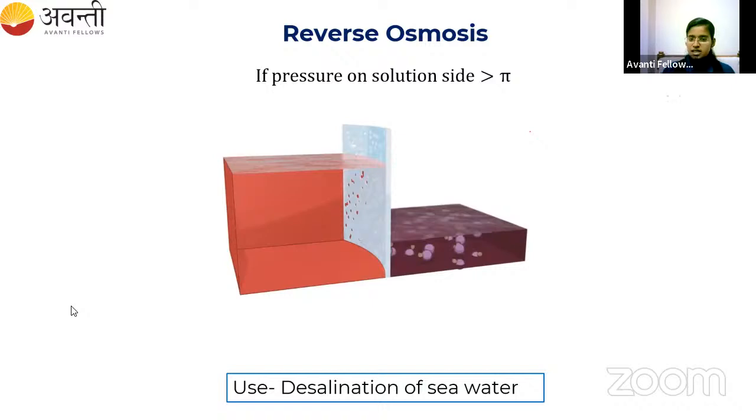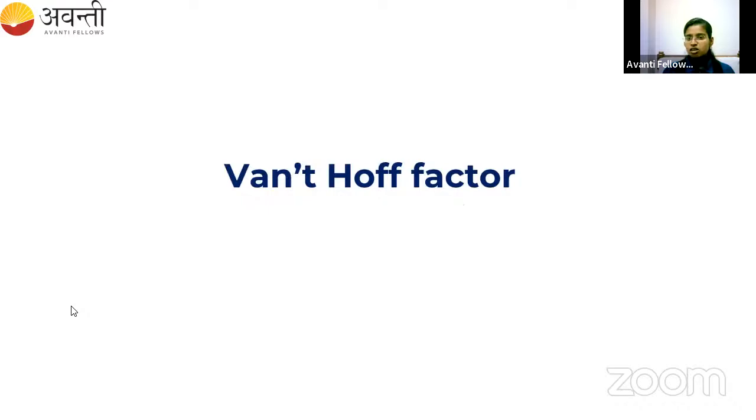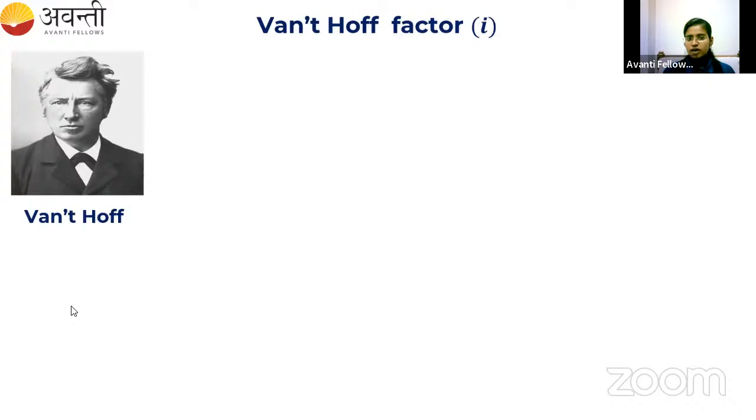Now, lastly, we have one small topic which is called the Van 't Hoff factor. Van 't Hoff is the name of the scientist and it is denoted by the letter i. In some cases, in some association or dissociation of molecules, we cannot find out the correct molar mass values from the colligative property, due to the association or dissociation.